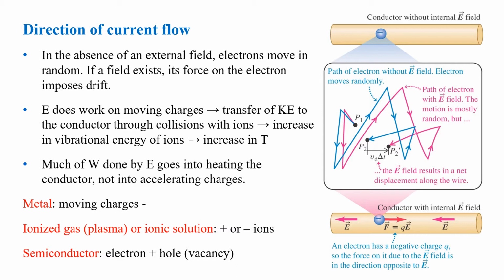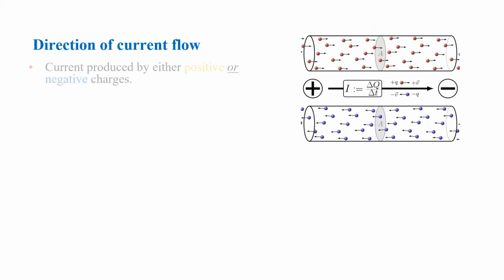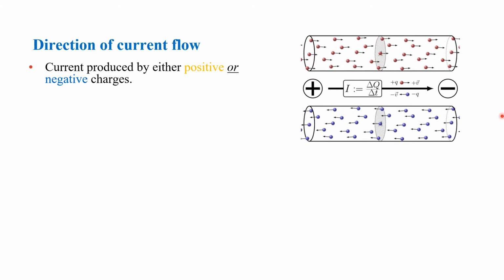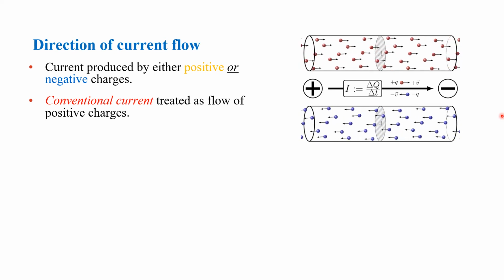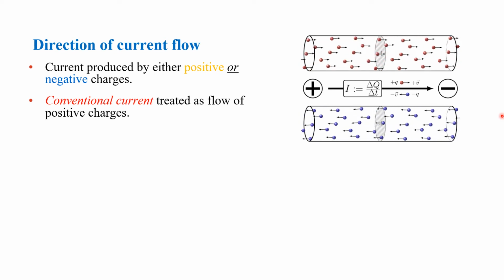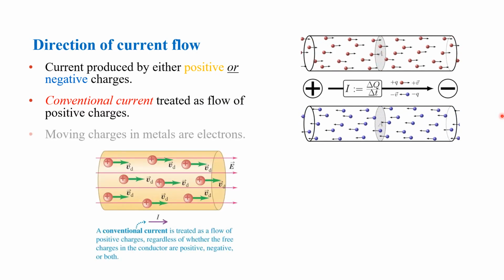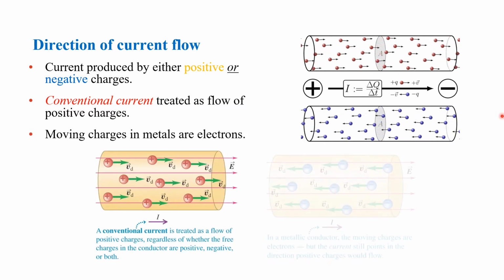For metals, the moving charges are negatively charged, which we call electrons. For ionized gas or plasma, or an ionic solution, you have positive or negative ions. And for a semiconductor, you have electrons plus holes or vacancies, which are the charge carriers. The conventional direction of current flow follows the flow of positive charges. Current can be produced by either positive or negative charges. Moving charges in metals are electrons.